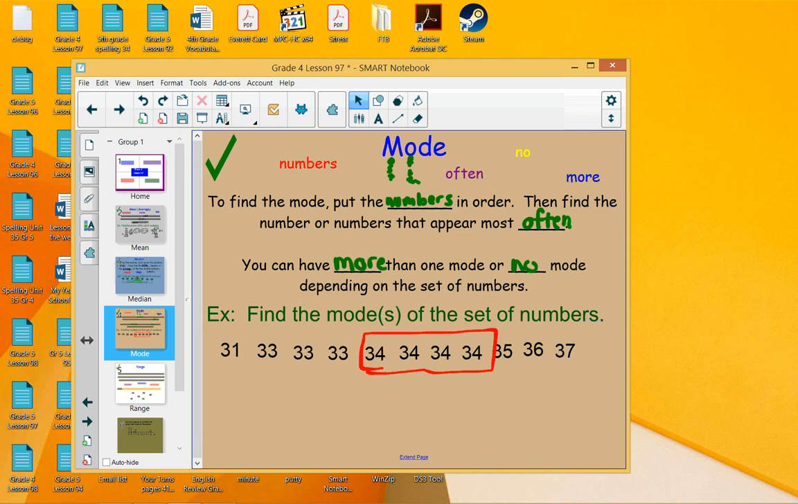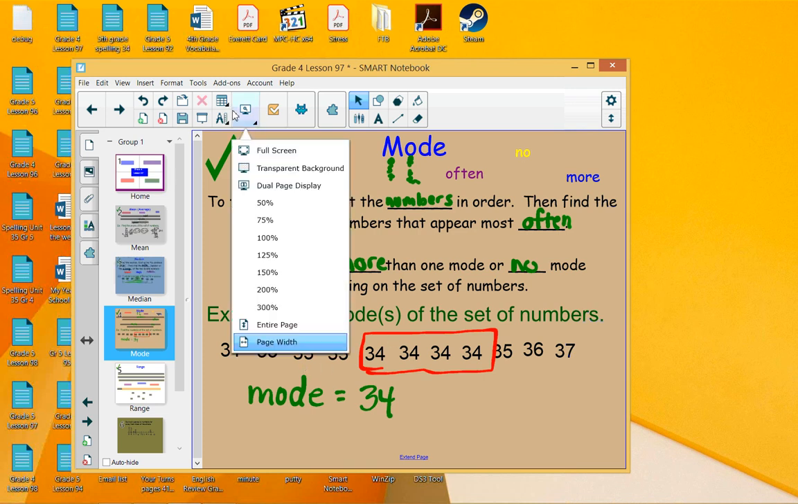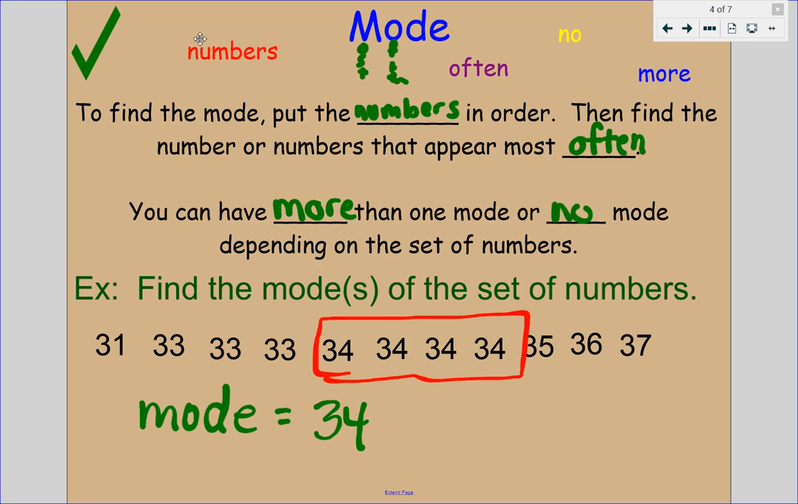So 34 is my mode because it's used more often than any other number. So my mode would equal 34 because I see it the most often. Okay? Alright, let's go to the next page. So mode, most often. MO for most often. Most often seen, the number 34.